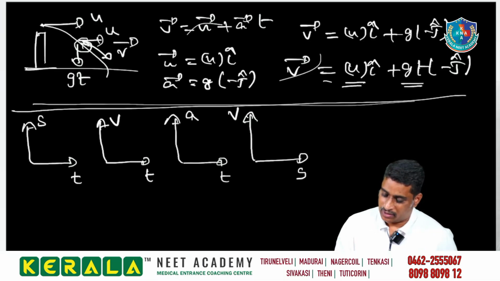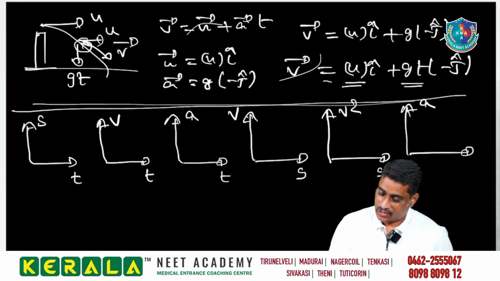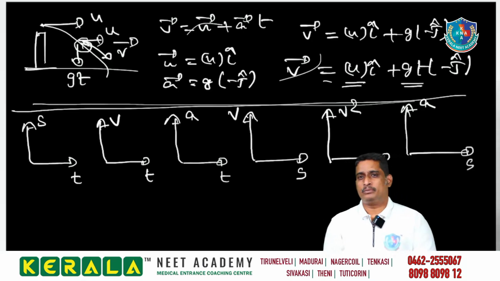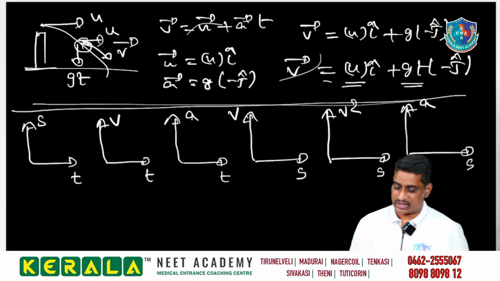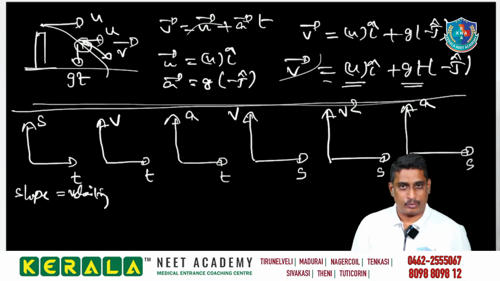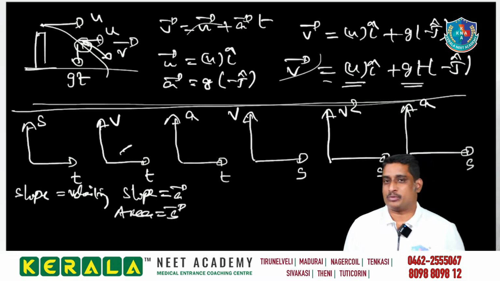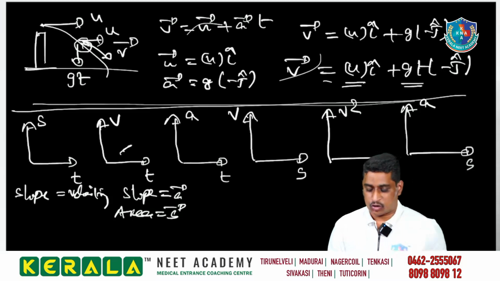Velocity displacement graph, square of velocity displacement graph, acceleration displacement graph. Briefly let us look at all these different kinds of graphs. From these graphs, what physical quantities do we get? Let us see. In the displacement time graph, the slope of this graph represents the velocity of the particle. You are very much familiar. If you take the velocity time graph, the slope of this graph represents the acceleration of the particle, and the area under the graph represents displacement. So from the velocity time graph, two factors we can calculate.